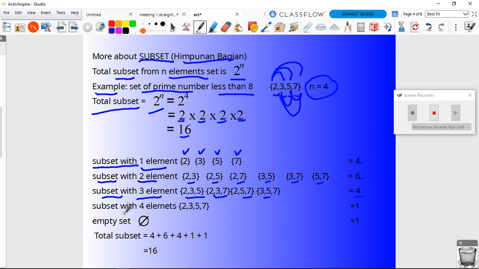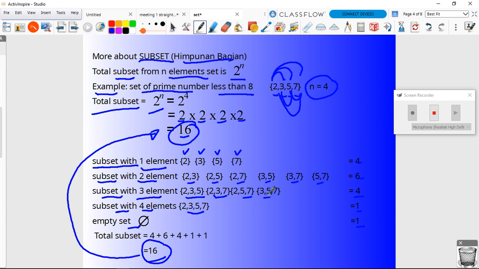And then the last, we have the subset with 4 elements, because the maximum is only 4 elements, right? So we have only one variant here. And then for the last one, we add the empty set. So if we count it, it's 16. It's the same as the amount from this formula. So again, if you want to find the quantity only, we can go with this. But if you want to find the elements of the subsets, we can use this one.